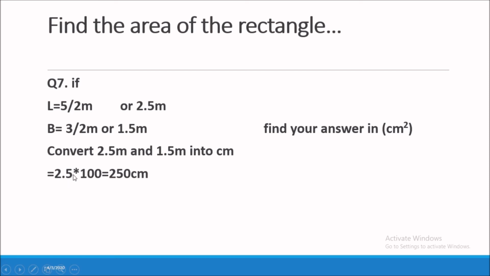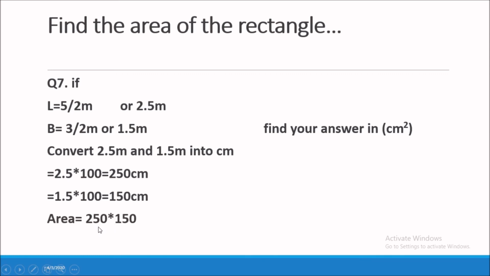Why does 0 come here? Because after 5 there is nothing, and we have to shift this point 2 times. So to satisfy the condition we have to put 0. So 1.5 will become 150. Otherwise you can use the manual way which you have learned in the earlier classes, 1.5 multiplied by 100, or with the help of a calculator you can only check. Don't use a calculator frequently at this level.